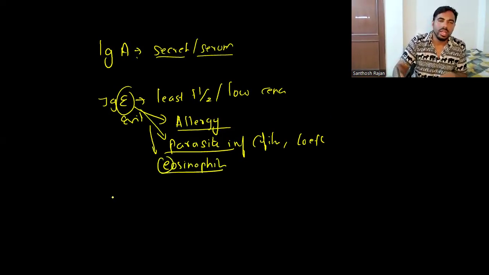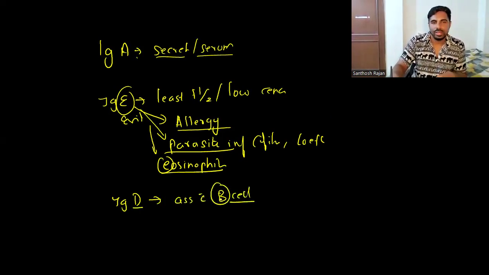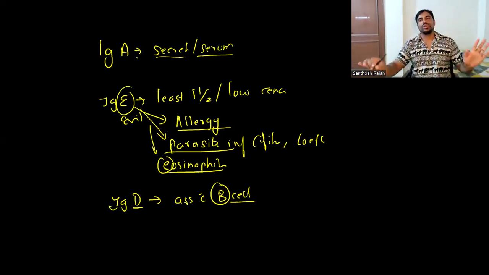Then D is always associated with B cells. That's it. D always goes with B. Immunoglobulin D always goes with B. That's it. Finished. That's all.